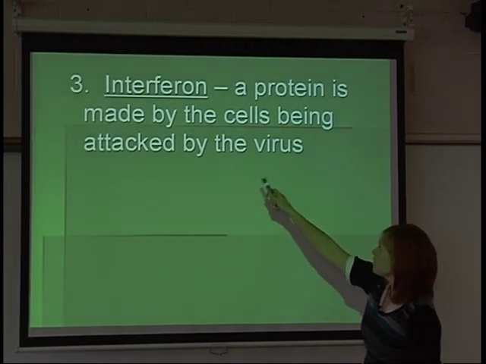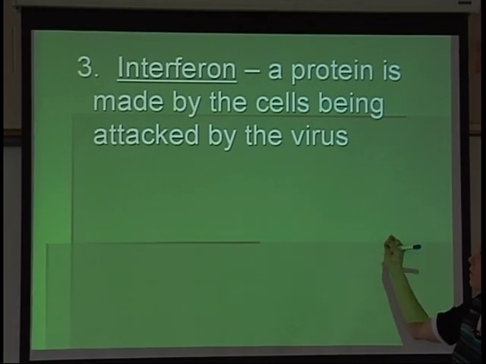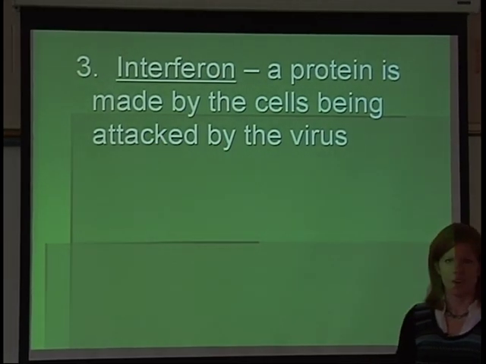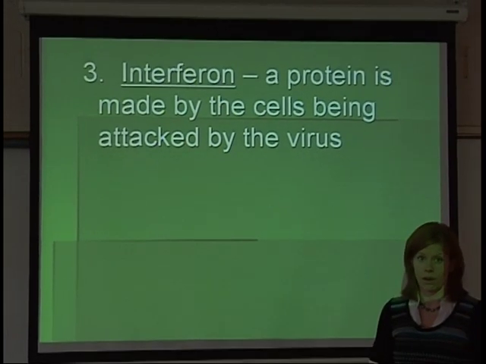Another thing that we can use is interferon, which is a specific protein made by the body that will try to attack the virus. But really those are the only defenses that we have, as well as rest and water, but antibiotics will not work with a virus. And that concludes our discussion on viruses.